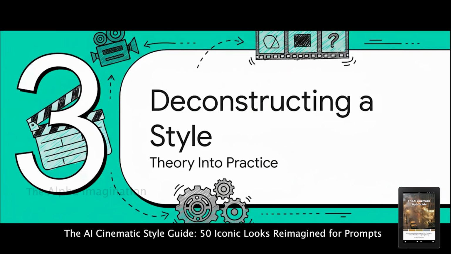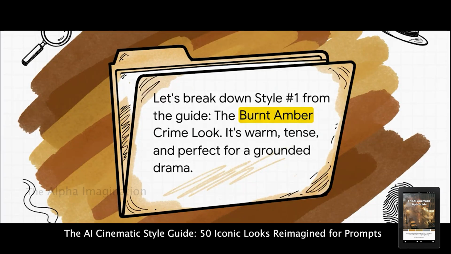All right, so theory is one thing, but let's see how this stuff actually works when you're making an image. In this next section, we're going to take apart a specific cinematic style from the guide to see exactly how those 4 components come together to create something really powerful. So for our case study, we're going to look at what the guide calls the burnt amber crime look. I mean, just from the name alone, you can already start to feel it, can't you? It sounds warm, a little tense, perfect for a gritty crime drama.